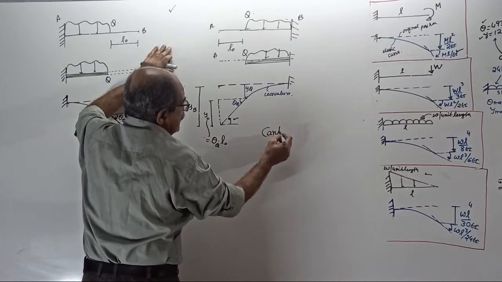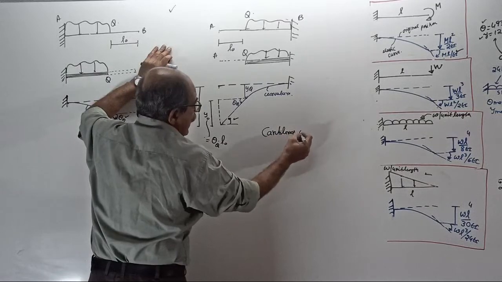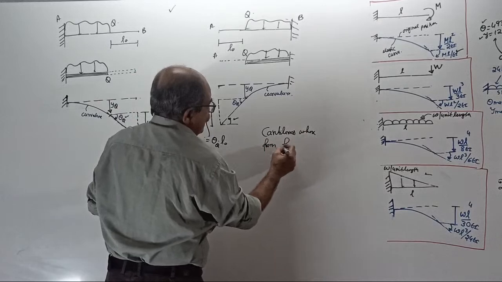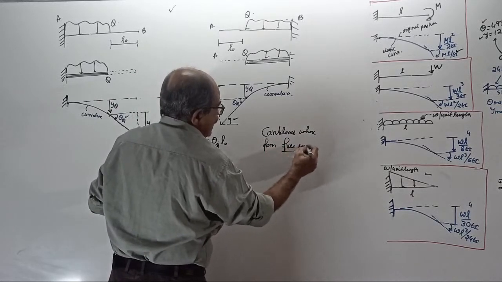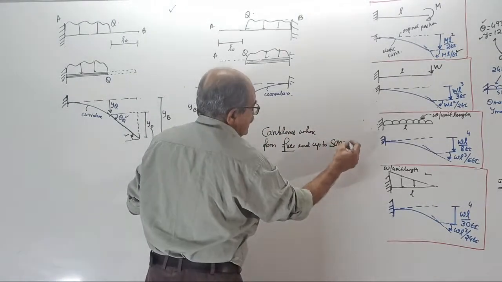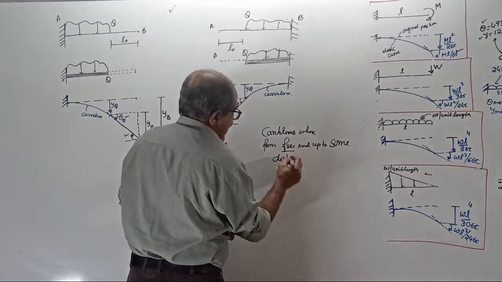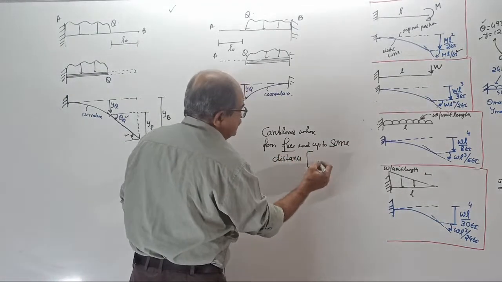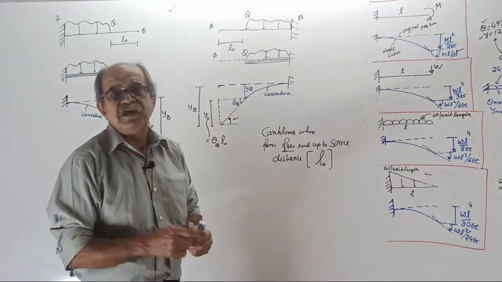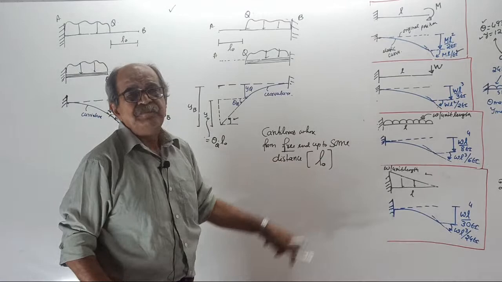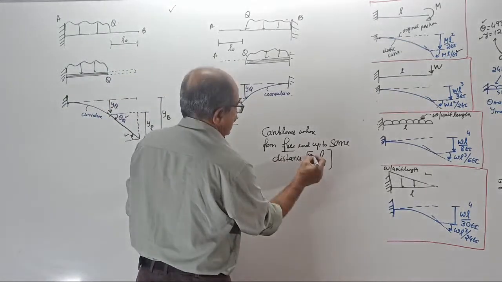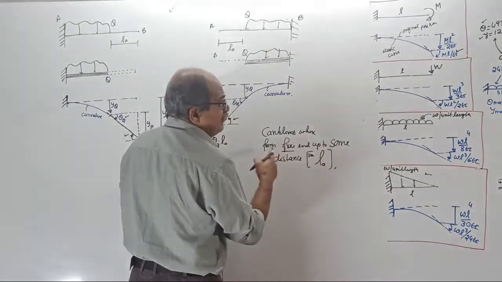Cantilevers, where from the free end up to some distance, up to some distance. That some distance I will take as L0. I will tell you why I take the symbol L0. Reason: this is not the span. Up to some distance, say L0, from the free end, not the fixed end.